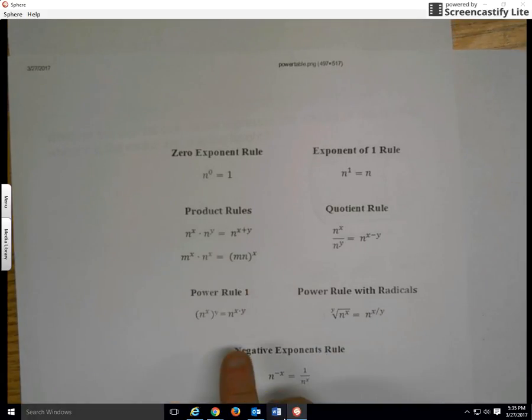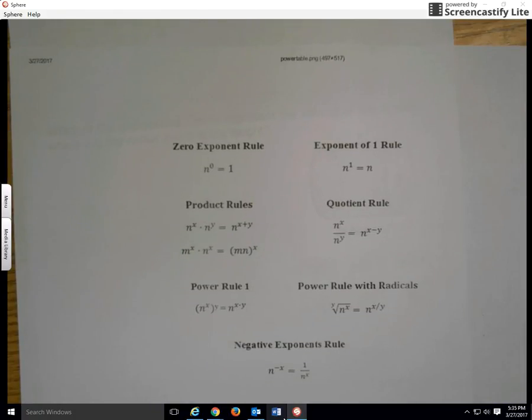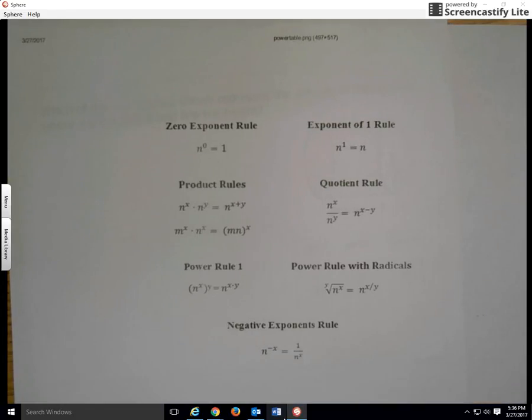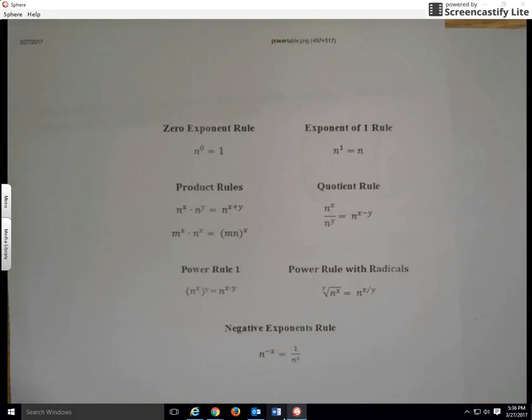And so these are a great summary of all the rules. We haven't covered some of this yet, but we will. But for right now, these are a great summary of what we already covered. And there's the negative exponent rule. Anything to the negative exponent is just the reciprocal and positive. So that's kind of a quick summary of it all.